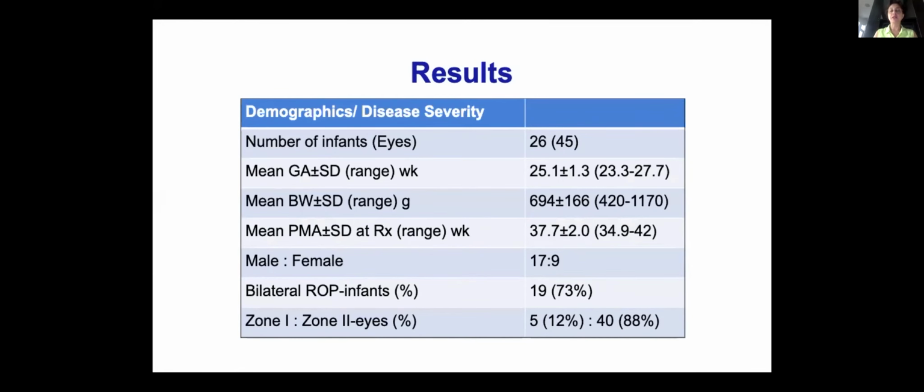Here are our results. You can see the number of infants was 26 with 45 eyes, so 7 infants were treated unilaterally. The mean gestational age is shown, and the birth weight, and the mean post-menstrual age at treatment was approximately 38 weeks. The ratio of male to female was almost 2 to 1. 73% had bilateral treatment, and in terms of eyes, 5 eyes had zone 1 disease and 40 zone 2.